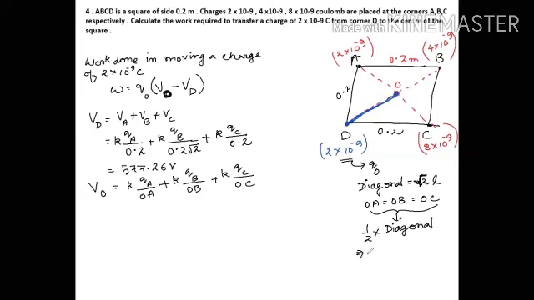Okay. Now what is the length of the diagonal? 0.2 root 2. Okay. So if you do the calculation, it comes out as 0.1 root 2. Okay. So this is the value of OA, OB, OC. So you replace this OA, OB, OC by 0.1 root 2.